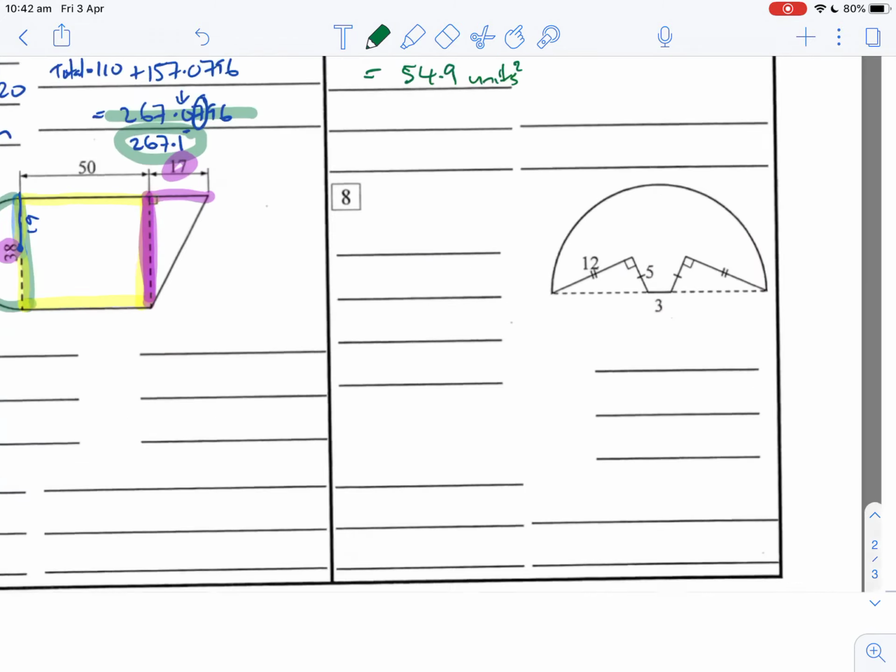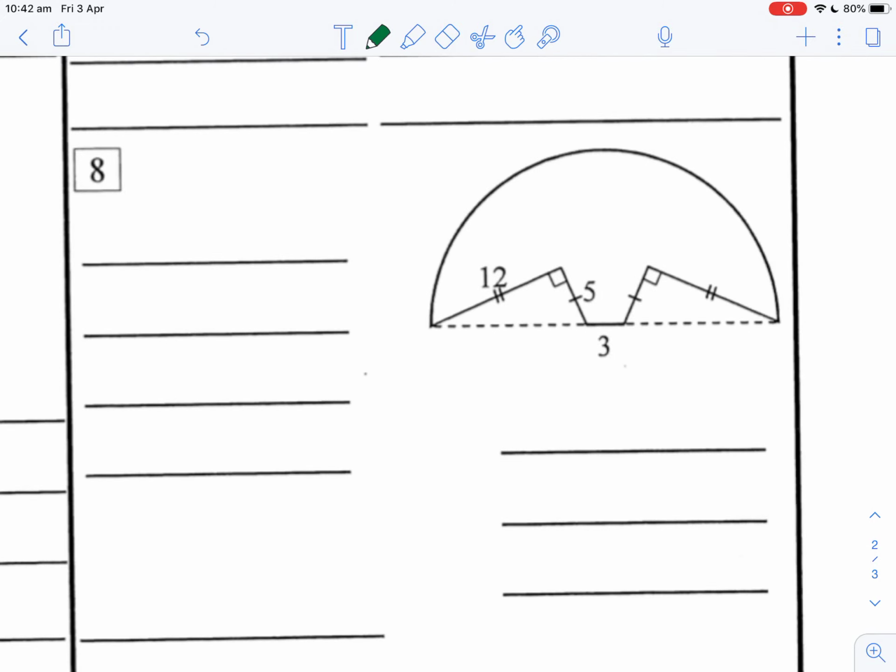What's the area? Just had a sudden thought. I hope it wasn't perimeter we'd asked you to do. Okay. Last one, same deal. You've got a semicircle, and then you're going to subtract from that the 2 triangular areas.